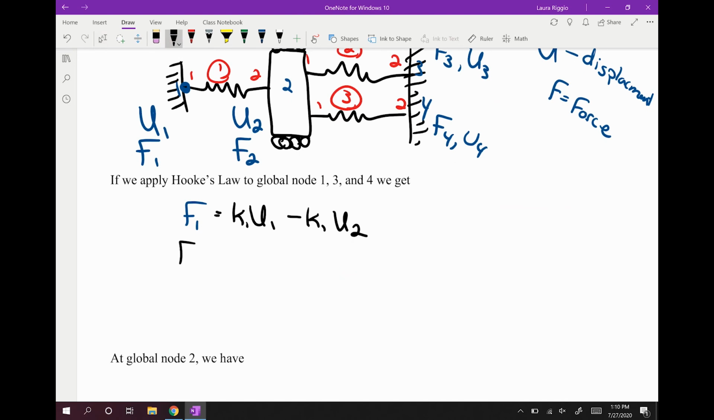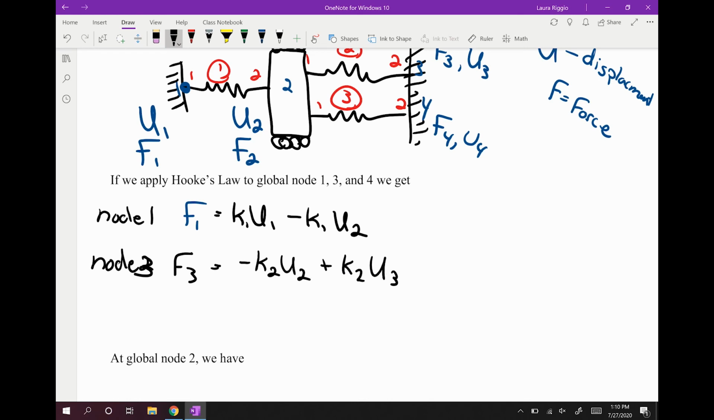At node 2, we would have our force, this is node 1, this is node 2, this is node 3, is equal to our displacement at point 2 plus our displacement at point 3. And for node 4, we'd have F4 is equal to our spring constant for our third spring times our displacement at point 2 plus our spring constant times our displacement at node 4.